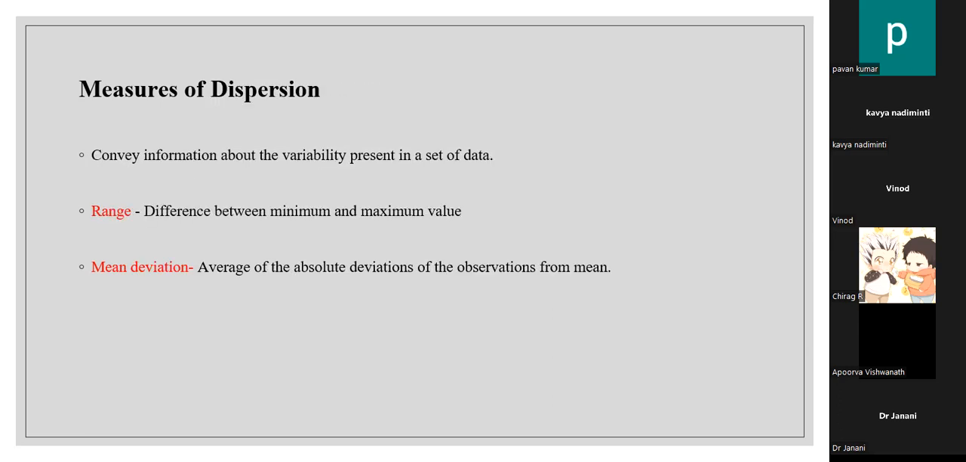And measures of dispersion convey information about the variability present in a set of data, which includes range. It is the difference between the minimum and maximum value. And the mean deviation is the average of absolute deviations of the observations from the mean.